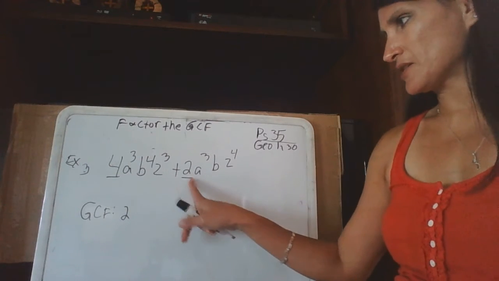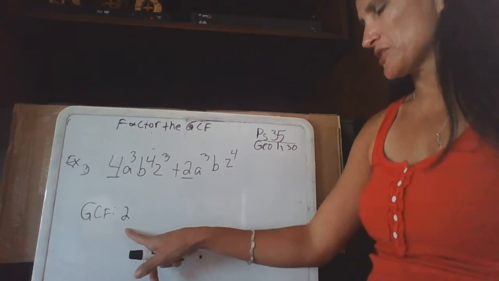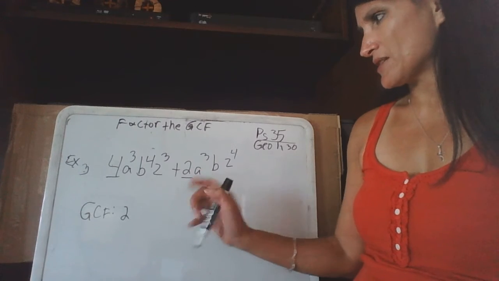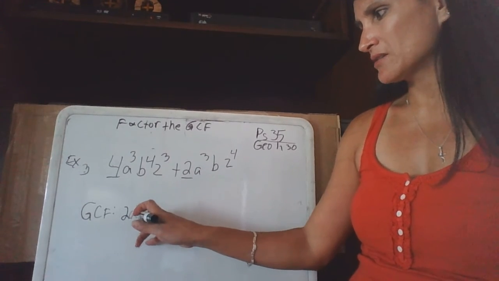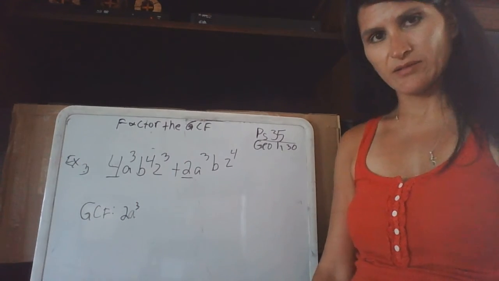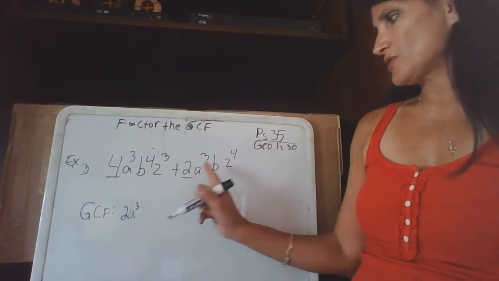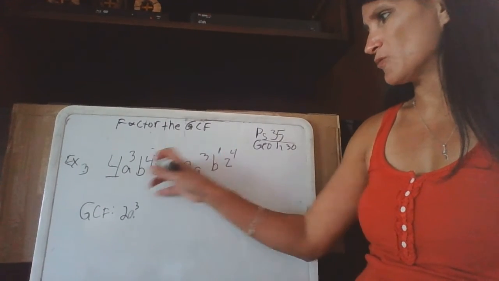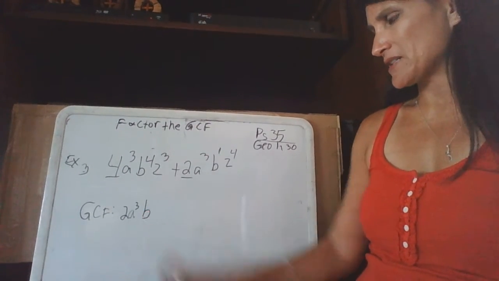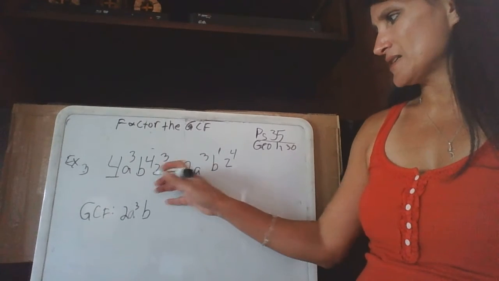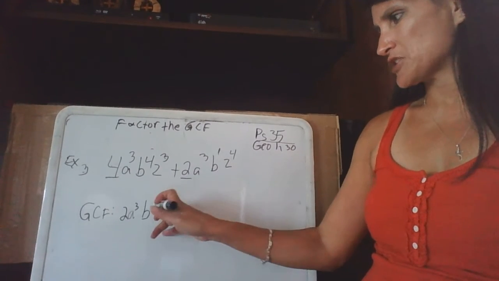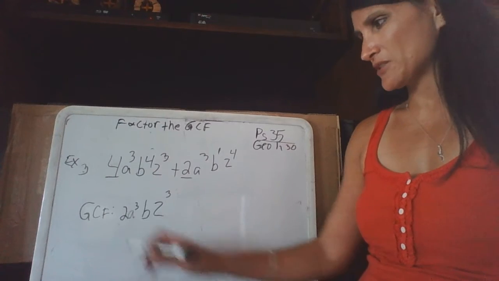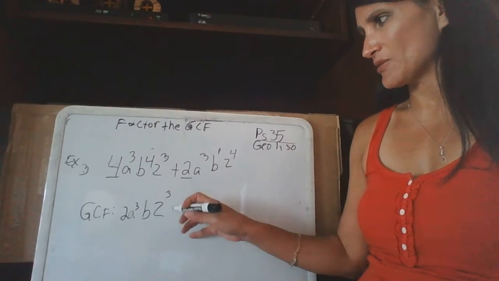So I said the 2 was my GCF for my coefficients. Now I'm going to look at the letters. This is a to the third, and this term has a to the third. So that means they share 3 a's. Okay, b to the fourth, b. This only has 1. This has 4, so they only have 1 in common. So I can only write down 1 b. The z's, they have 3 and 4. They share 3 z's. So that means my common factor is 2a to the third, b, z to the third.